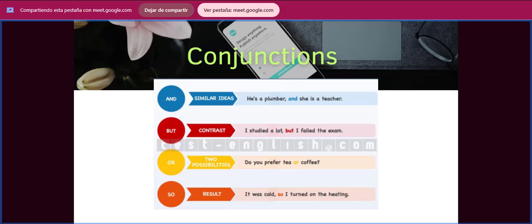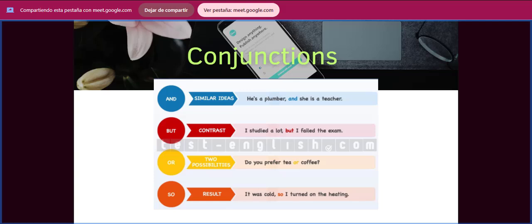If we change that or for and, if we say do you want tea and coffee, so we are offering the person the two things. But if we say or, so we expect the person to choose one of the options.